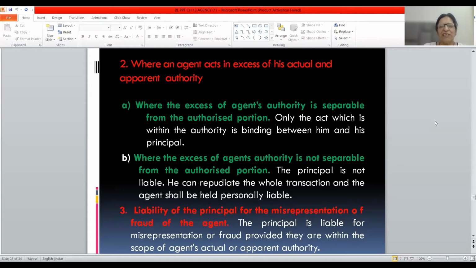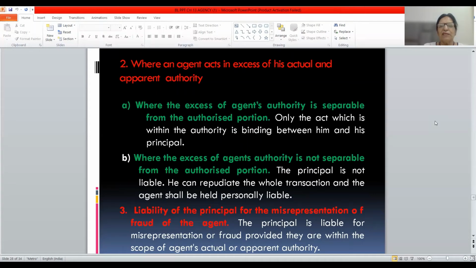Now there are two cases, friends. In the first, whatever excess he has done is separable from the authorized portion. Only the act which is within the authority is binding between him and his principal. Say he is allowed to take the insurance policy for the ship, but he has taken the insurance policy for the cargo also. Then for the premium amount for the insurance policy of the ship, the principal will be held liable, and for the cargo, the principal will not be held liable. So here both are separable. The premium amount is separable for the ship and the cargo.